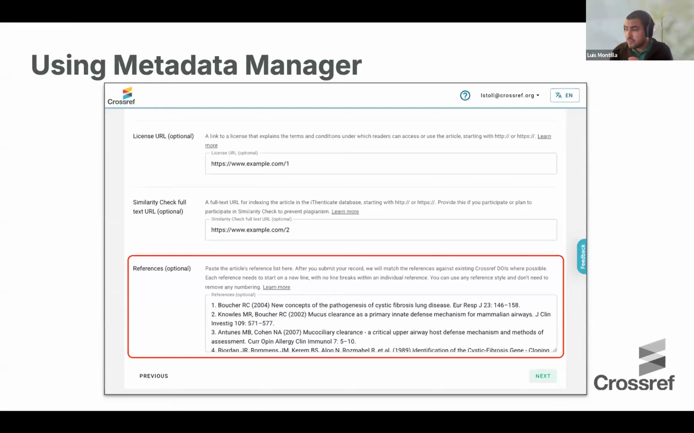The reason for this is that when you click next here, it will be automatically matched to the references that we have in our system. So it will be basically connected to the reference linking system. If you have references occupying more than one line, the system probably cannot perfectly match the reference that we have in our system.